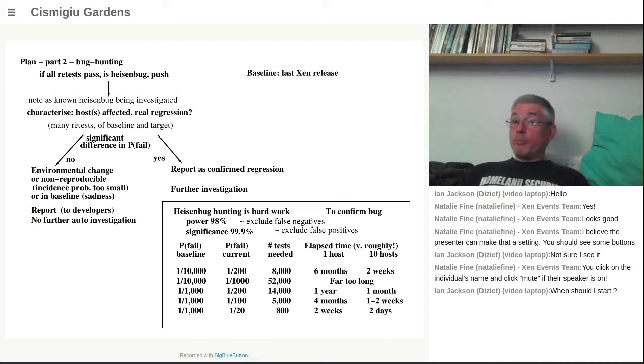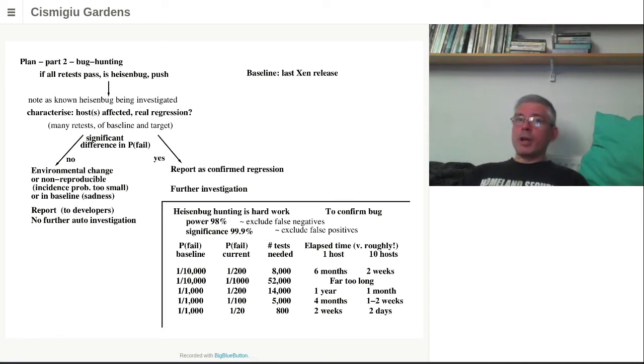A 1 in 200 failure probability that happens like once every other flight could be tracked down, even if it only affects one particular host. Sometimes we have bugs that are host specific. You could track that down in 6 months, and that seems like a long time, but you're basically taking one machine out to automatically track down this rare bug. If the failure is more common, then you could find it in a couple of weeks or so. So I think this is plausible.